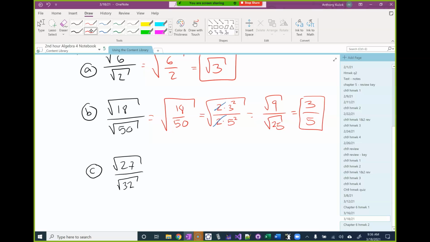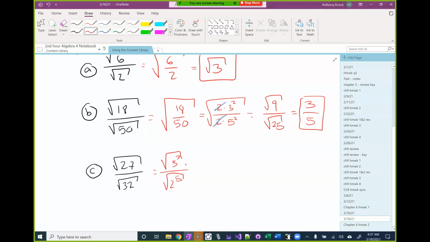27 is 3 cubed, 32 is 2 to the 5th. So can there be any reducing I can do there? No, right? There's no reducing to do in that fraction anyway. So Pedro, could you also do like 10 and 3? Yes, yep, that would be fine also.